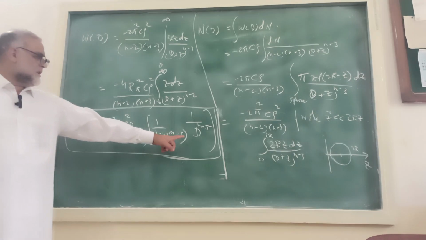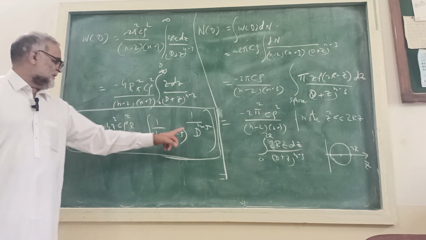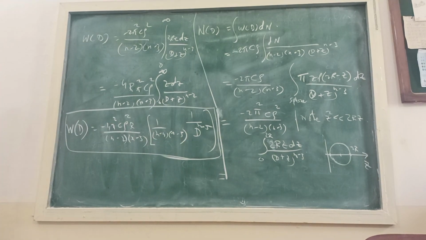Look again. The important things are D and R. R is the radius of the sphere. Greater the radius of the sphere, greater will be the interaction. Greater the density, greater will be the interaction. More particles per unit volume means more interaction.